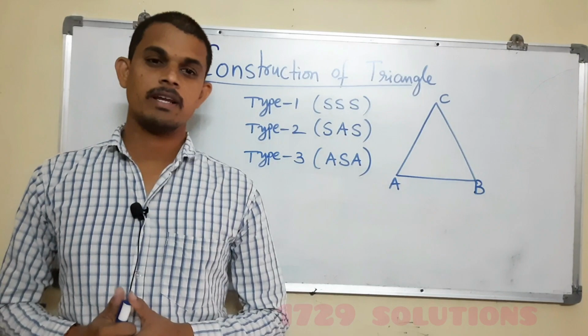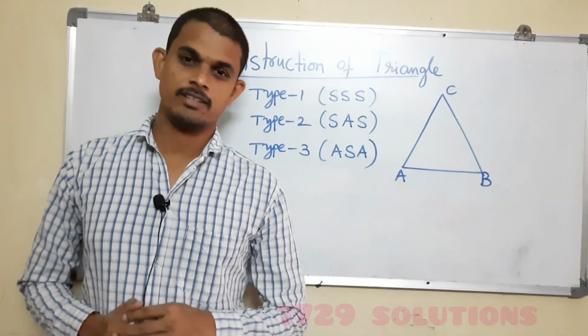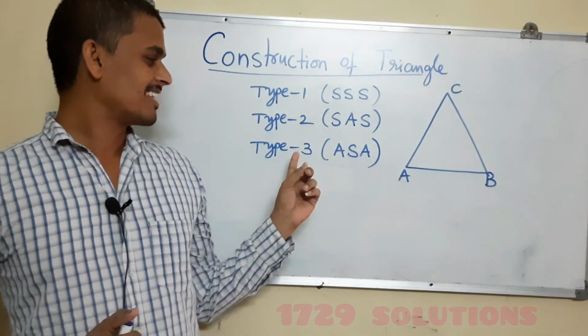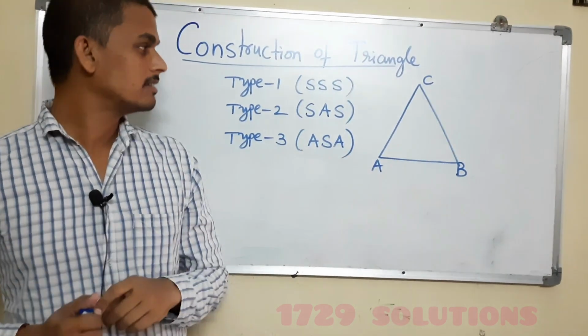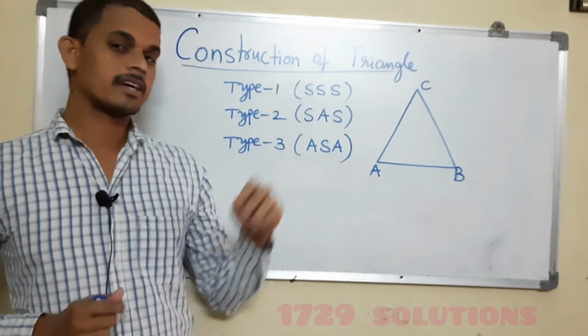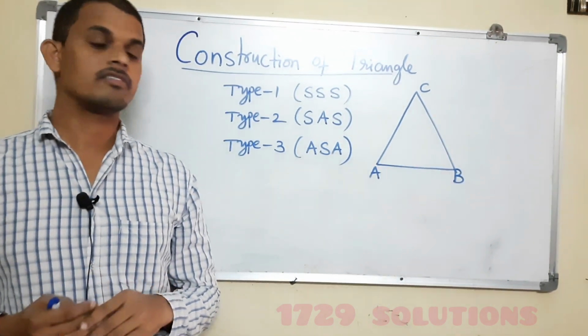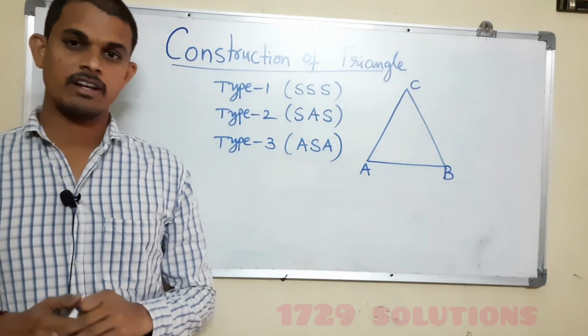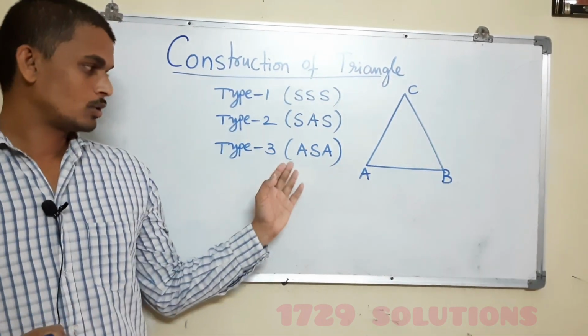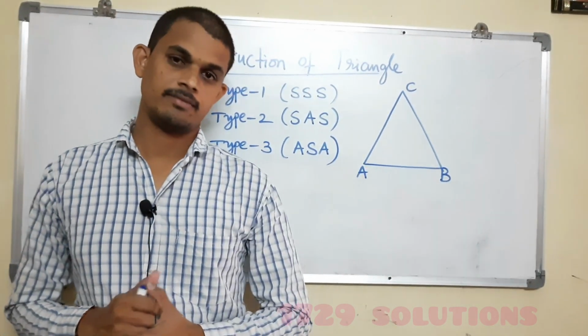I am going to explain construction of triangle. Yes, there are three types to construct a triangle. SSS, side: if three sides are given. SAS, side angle side: if two sides and one angle are given. ASA: two angles and one side.